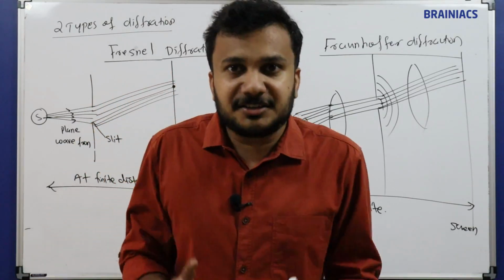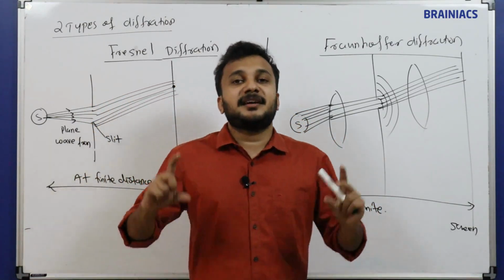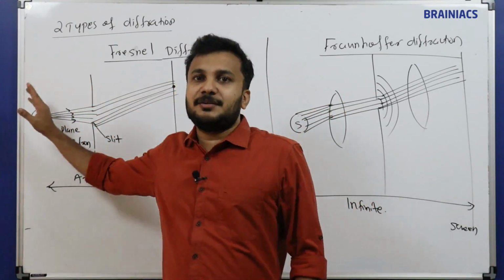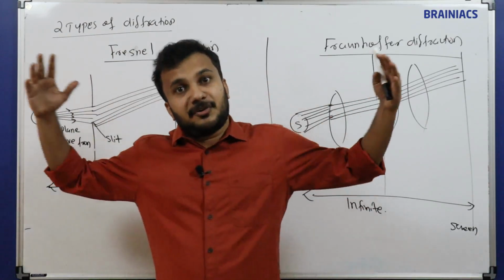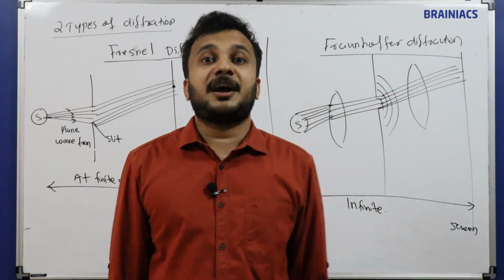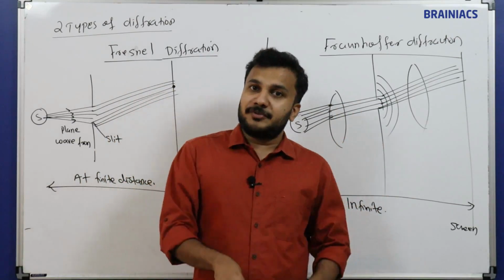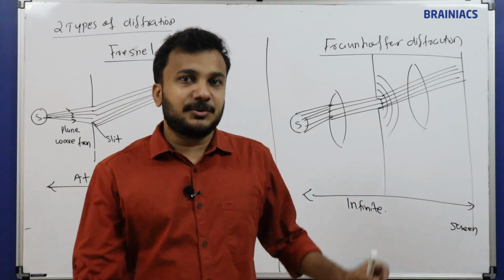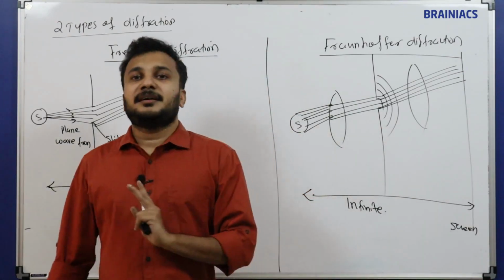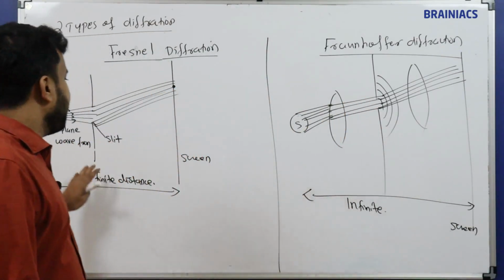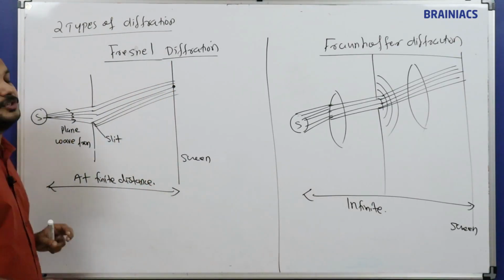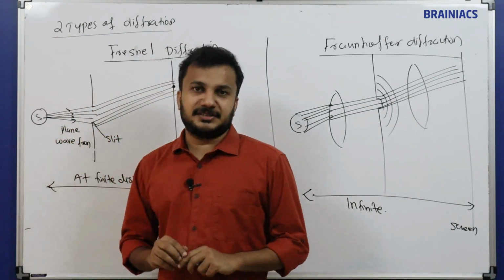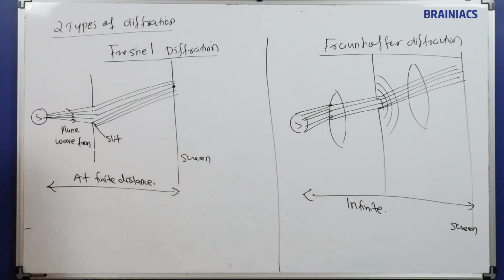These two diffractions create two patterns and two experiments. One experiment is at close distance, which is called Fresnel diffraction. One experiment is at far distance, which is called Fraunhofer diffraction. In Fraunhofer diffraction we use two convex lenses. In Fresnel diffraction we do not use a convex lens in this experiment. These are the two kinds of experiment. That is it in short. Okay, good.